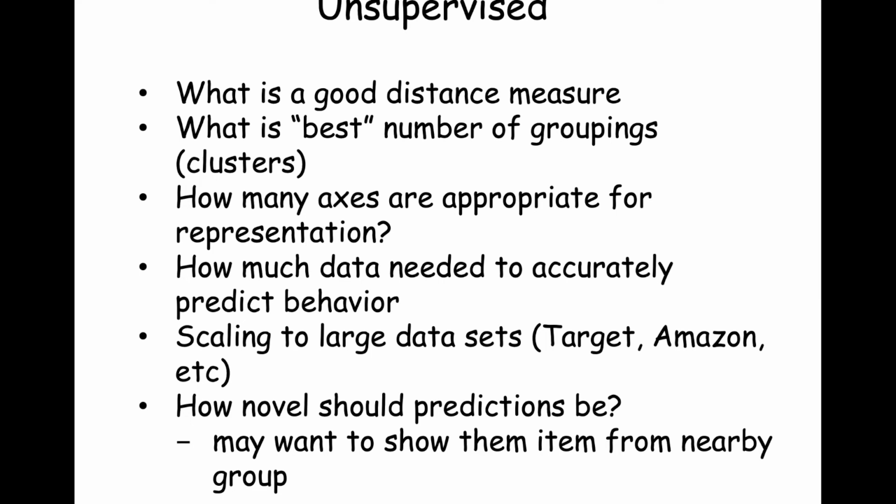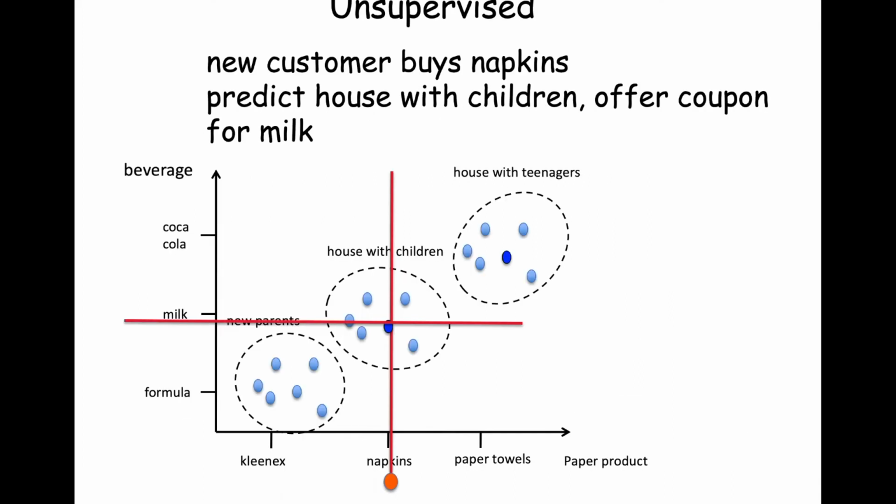And then how novel should predictions be? So perhaps, in the case of this person who purchased napkins, are you going to recommend exactly what people in this group that we've been calling House with Children tend to buy? Or are you going to allow it to predict milk plus or minus some amount of acidity? Because, hey, they might like this other type of milk. Maybe it's buttermilk, which is a little bit more acidic.